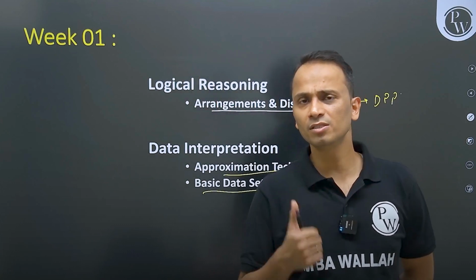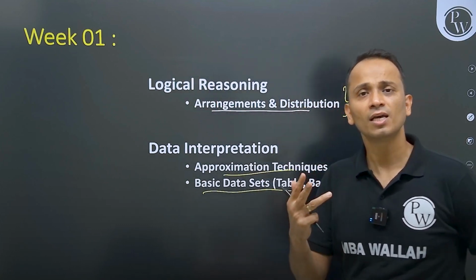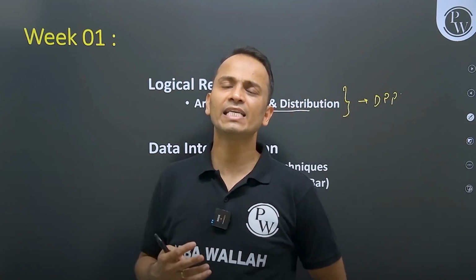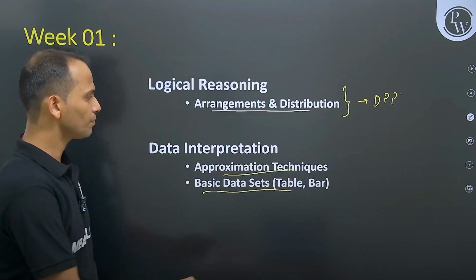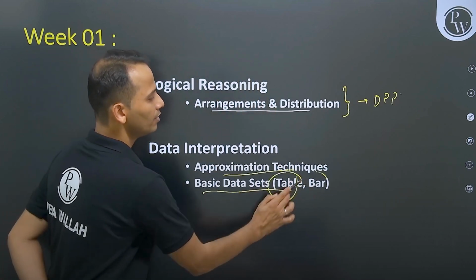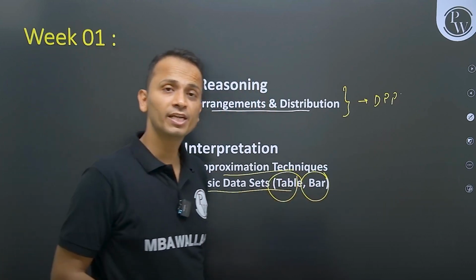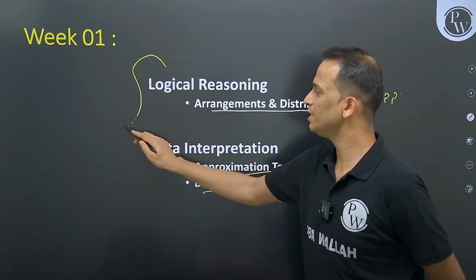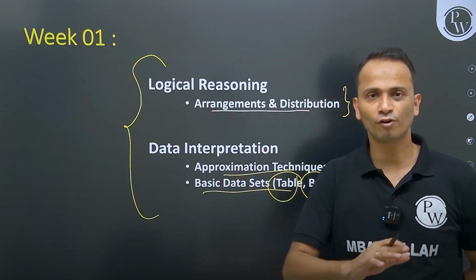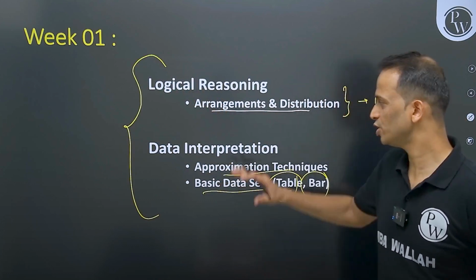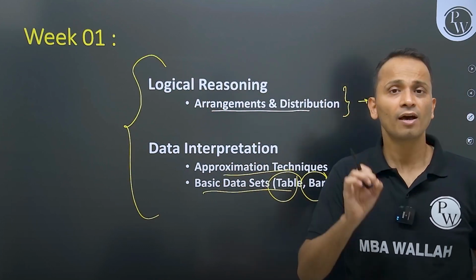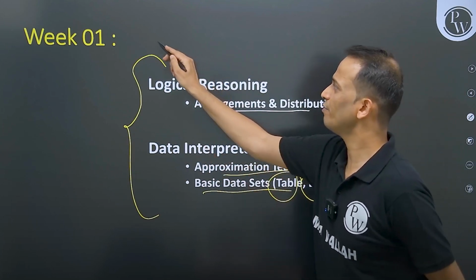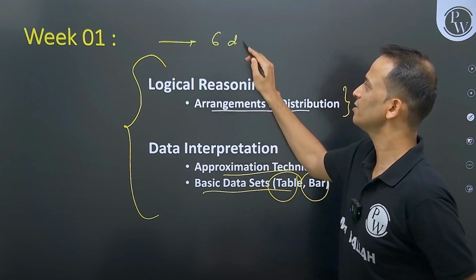Now, basic data sets are divided in 5 parts: tables, bar graphs, pie charts, line graphs, and caselets. So in the first week, you can handle the data sets in which the data is given in the form of tables and bar graphs, right? So this is the complete masala, the complete material for the first week. You'll have to finish all these things in, let's say, 6 days. So give yourself a target of 6 days.